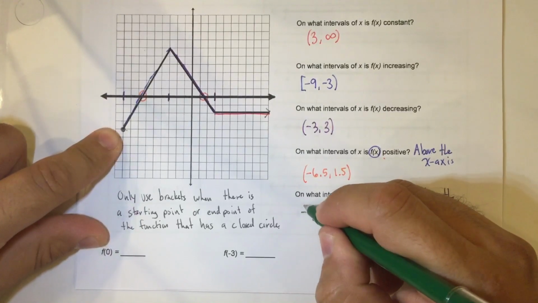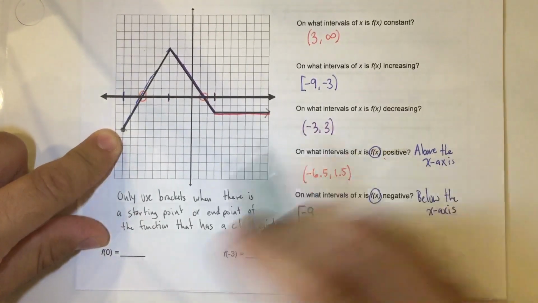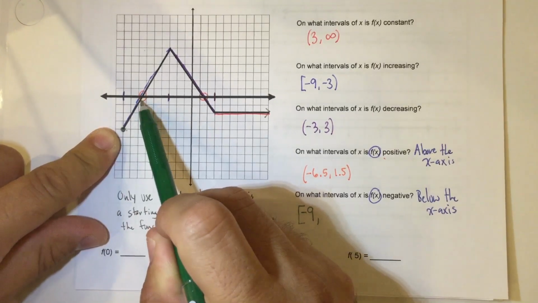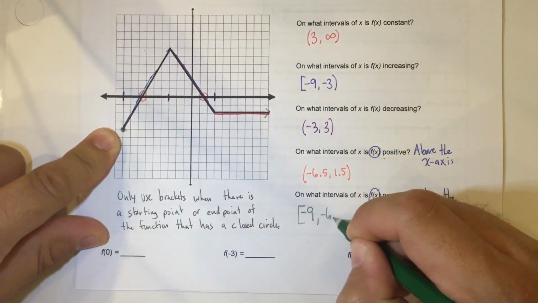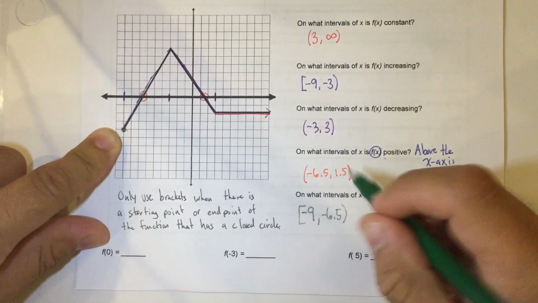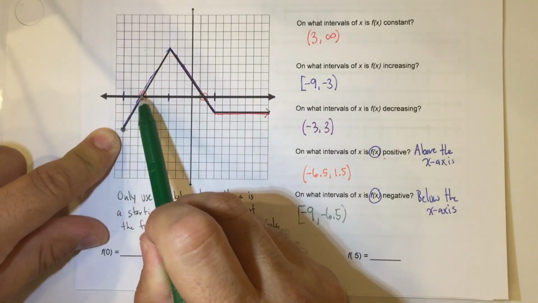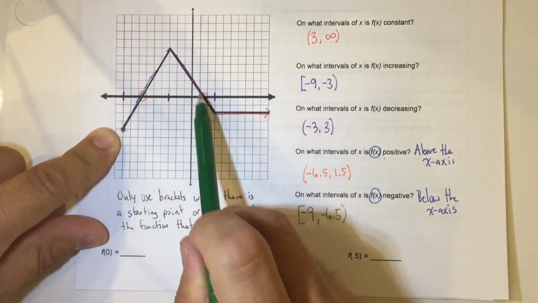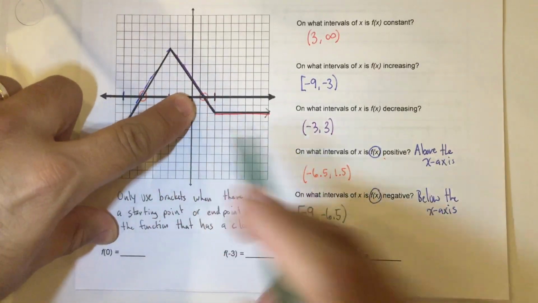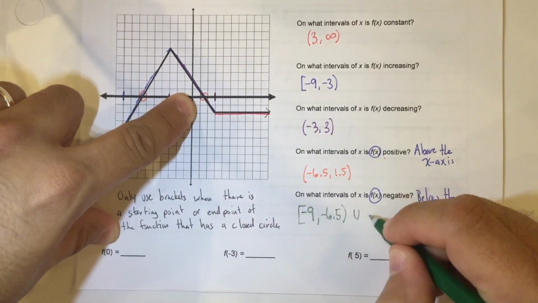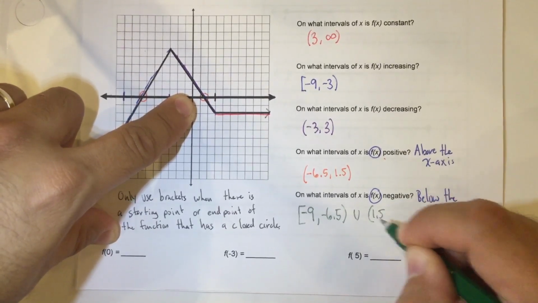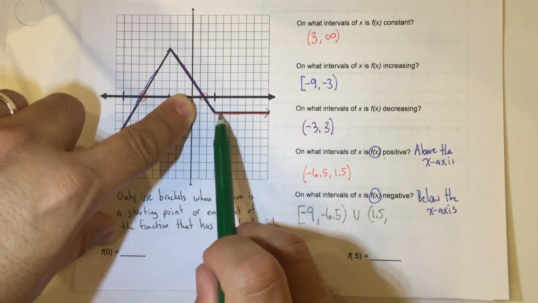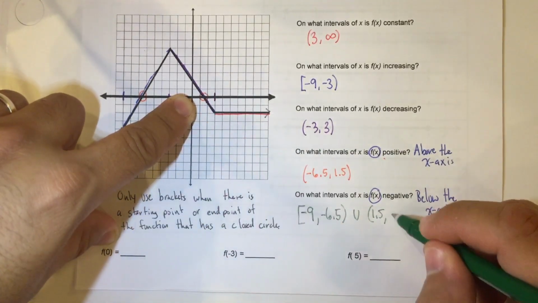And since it's a closed circle, I do use a bracket. It's negative, negative, negative until that point there, which we figured out was -6.5. Parentheses, because it's on the x-axis, which is neutral, so we don't include it. That's positive, positive, positive. At this point, it is neutral again. So union 1.5, we said it's not included because it's on the x-axis. And then from here on, it's negative, negative, negative, all the way till positive infinity.